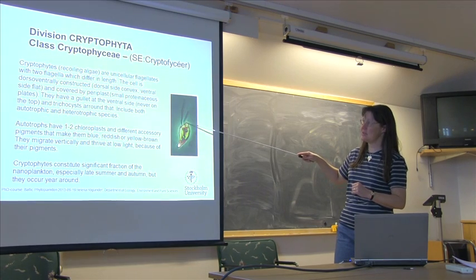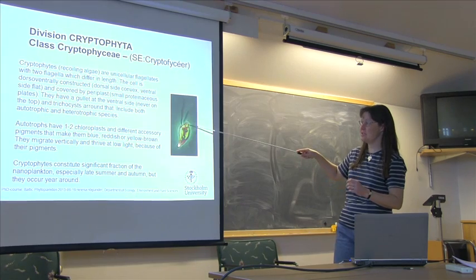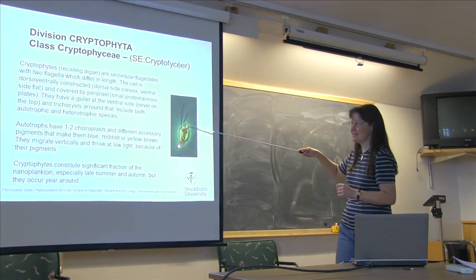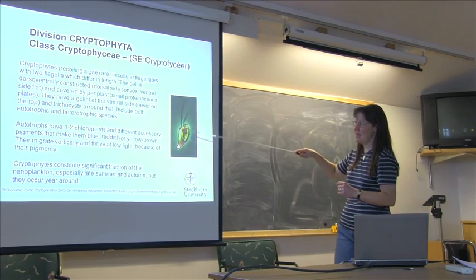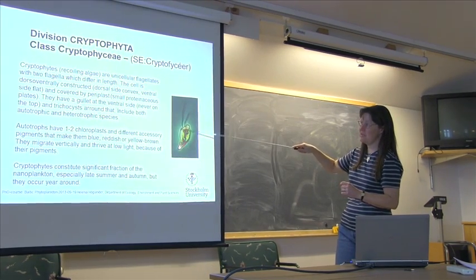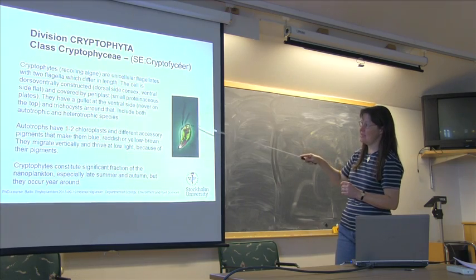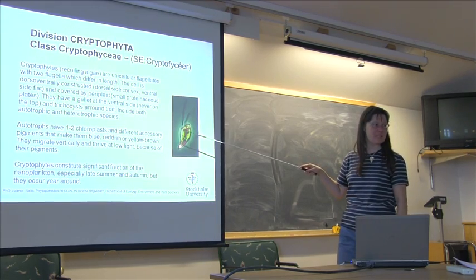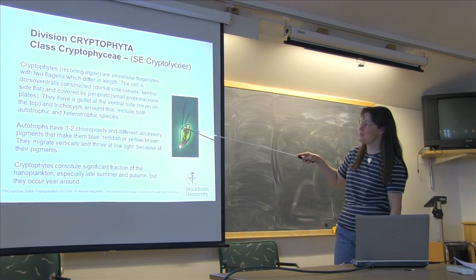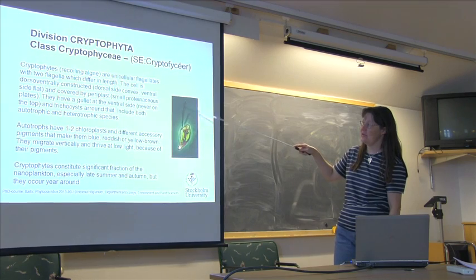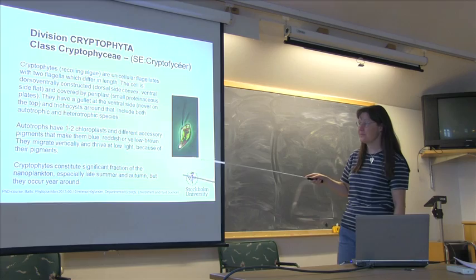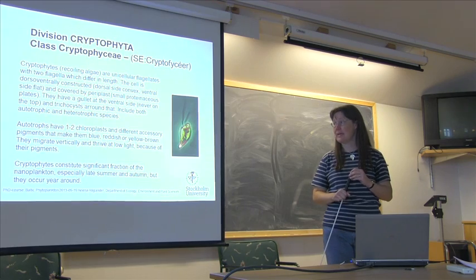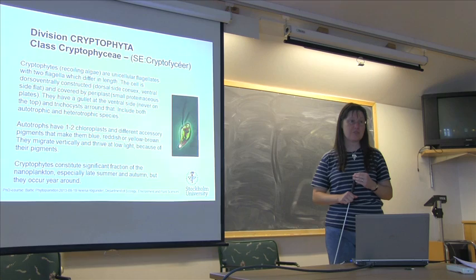usually the cell is what's called dorsoventrally constructed. It has this part, the back, that is convex, and the ventral part is more straight and flat. And in this part it has a small gullet, or svalg in Swedish, where the flagella are attached somewhere here. And they have 1 to 2 chloroplasts and different accessory pigments.